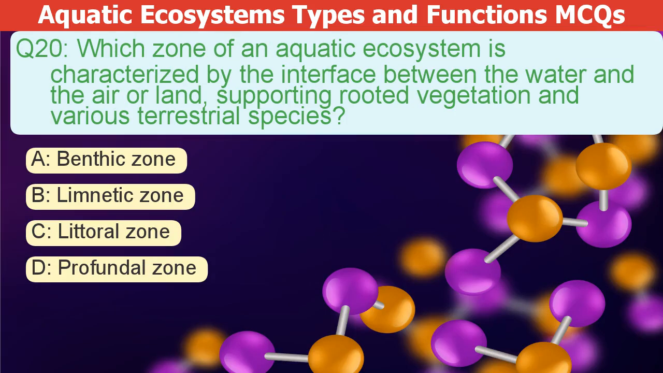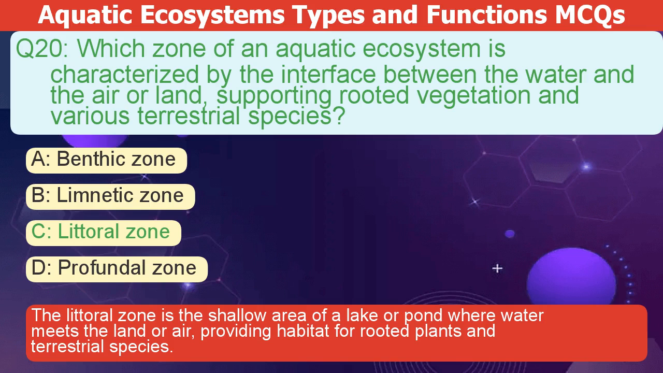Which of the following is a characteristic feature of a lentic ecosystem? A. Constant water flow. B. Presence of phytoplankton. C. Standing water. D. High oxygen levels. The correct answer is C. Lentic ecosystems, like ponds and lakes, have standing water.